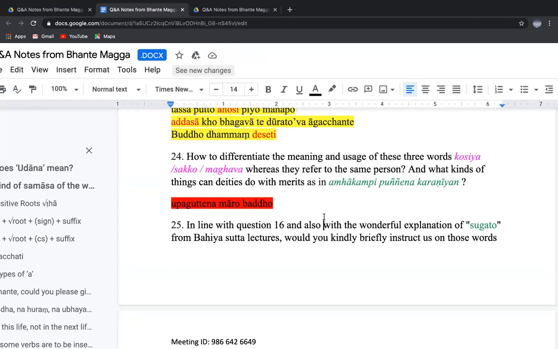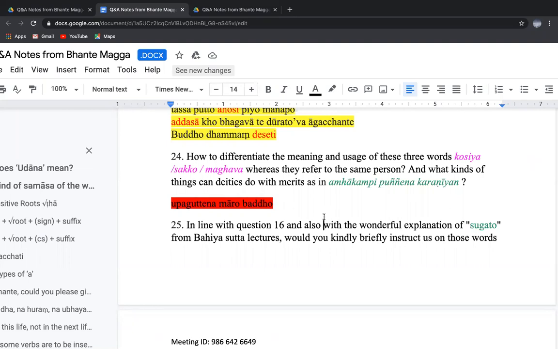Okay, any questions on this? Yes, Bhante, I have a question. Besides the distinction between Paranimmita Vasavatti and Nimmanarati, that Mara resides in the previous plane, what are the differences between these two planes? So the question was, what are the differences between these two, Paranimmita Vasavatti and Nimmanarati, right?